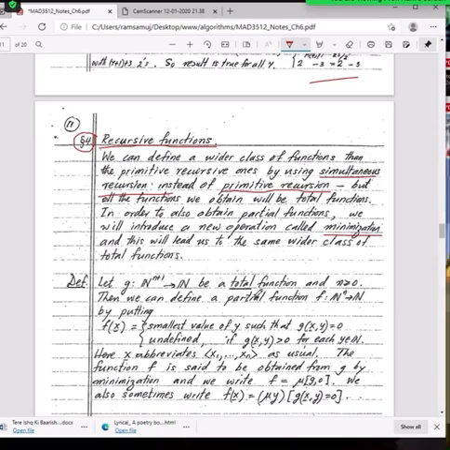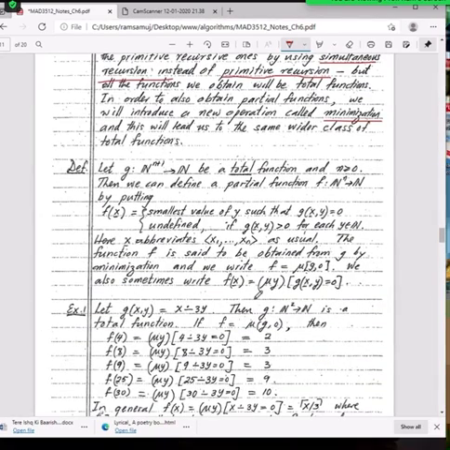So how do we get this notion of mu recursive? Well, the idea is this. You take a function of n plus 1 variables, so let g map n plus 1 to n be a total function, and then we can define a partial function f mapping n to n by putting f of x equal to the smallest value of y such that g of x comma y is equal to 0. Now, g of x comma y might be nonzero for all y. In that case, you say it's undefined.